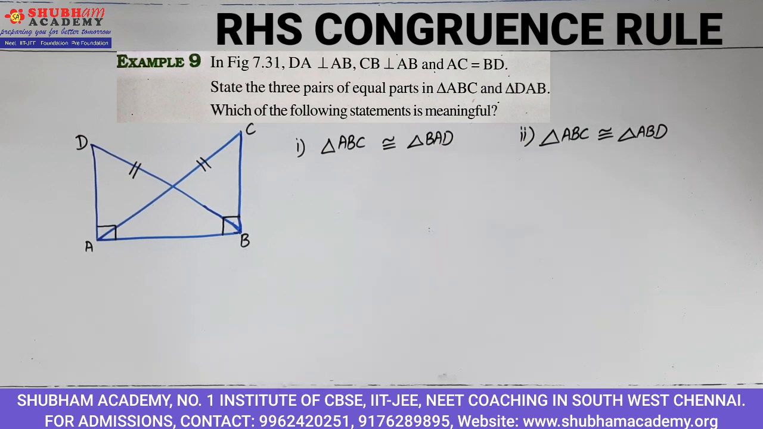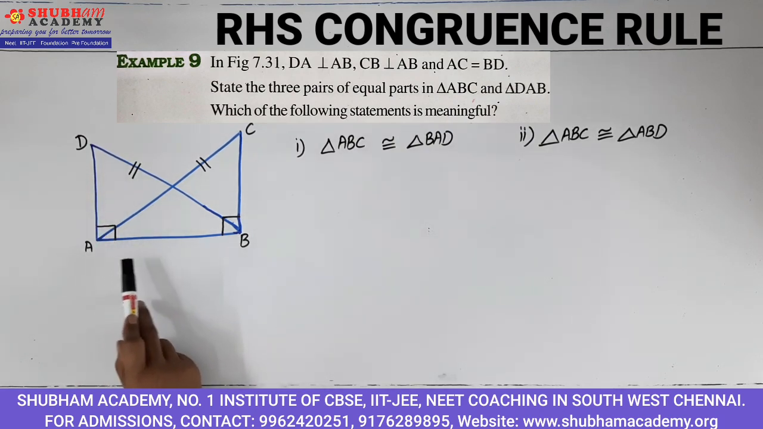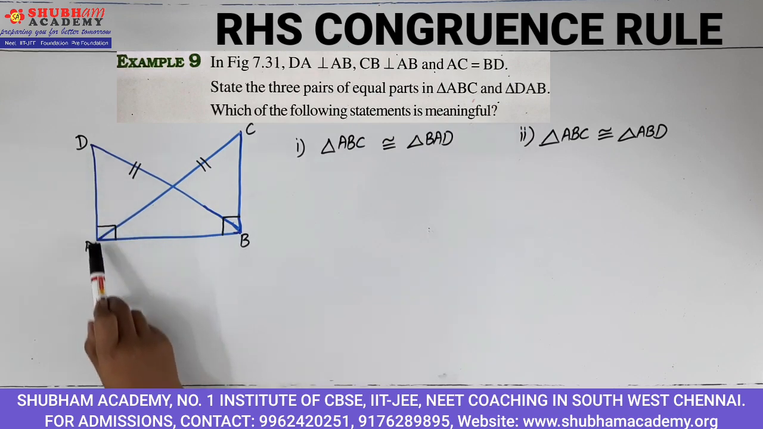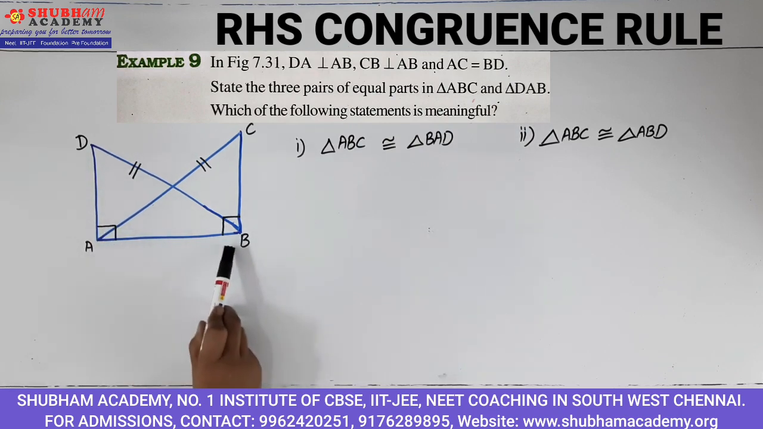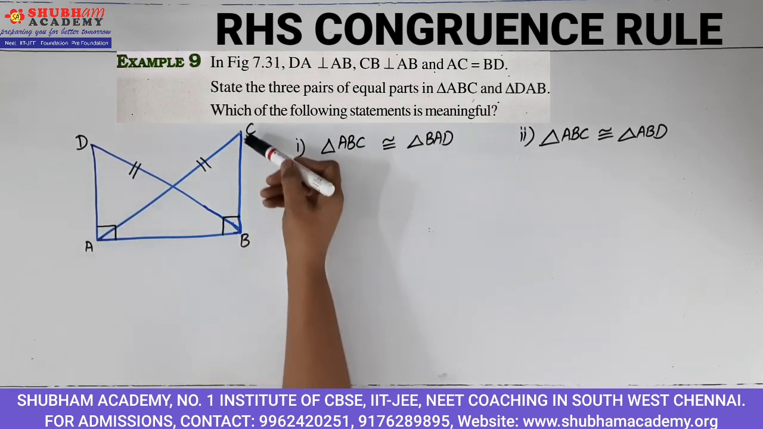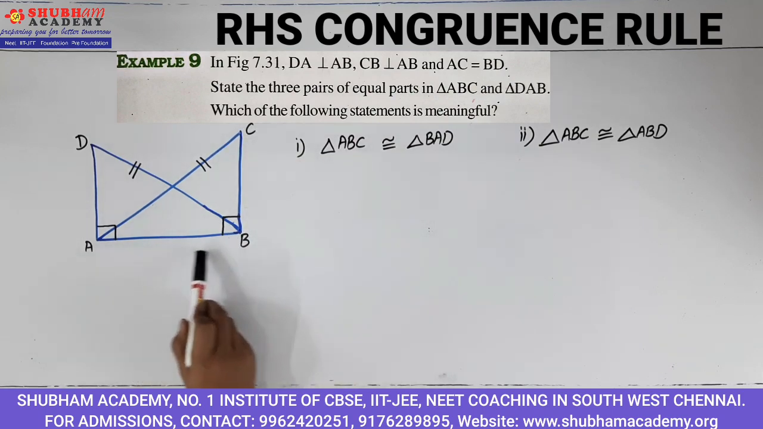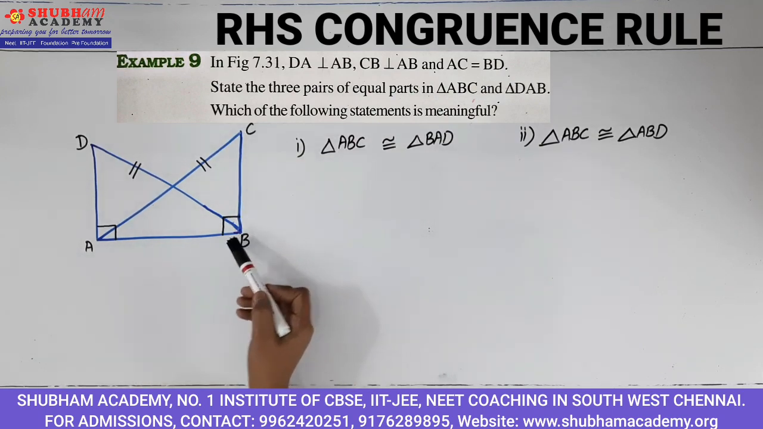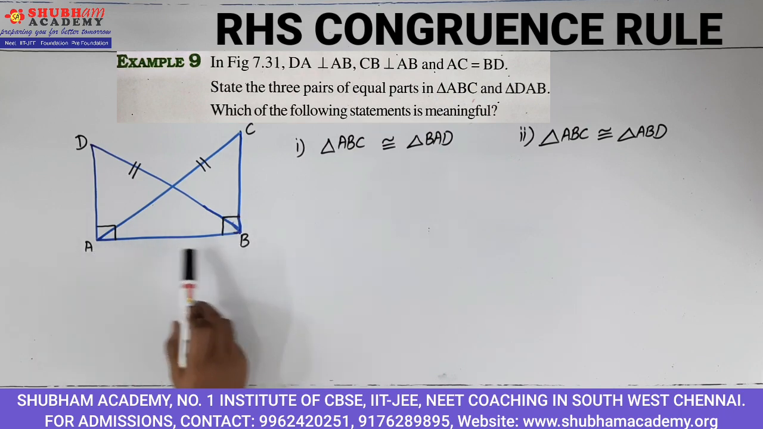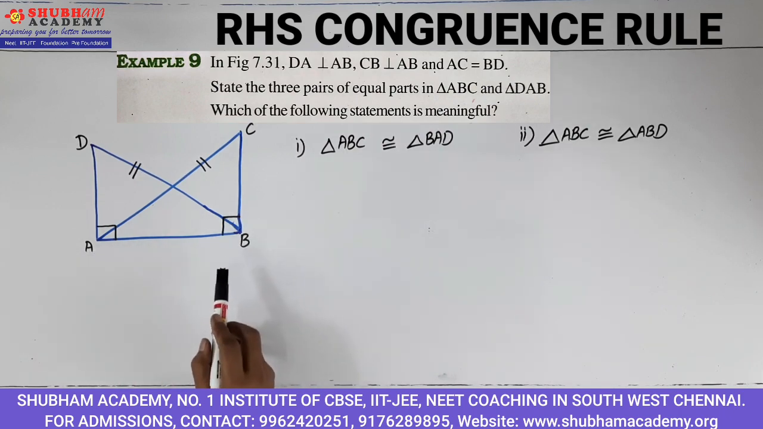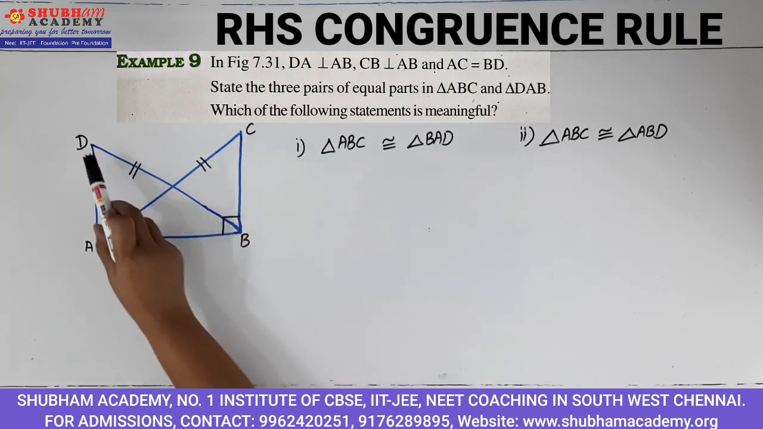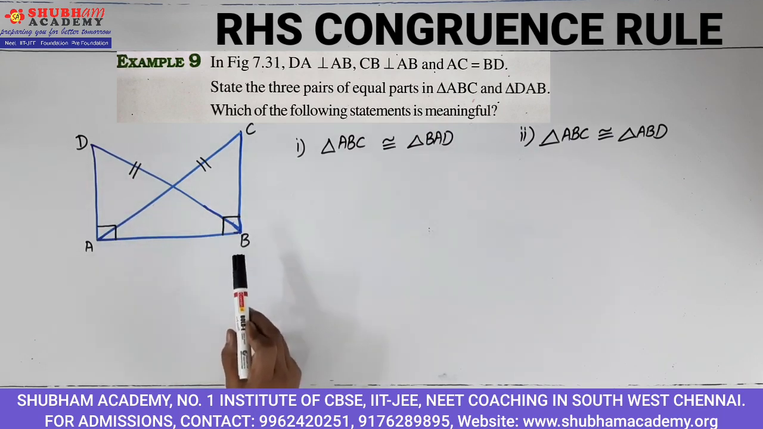So see here, children, in example 9 they have given that in figure 7.31 DA is perpendicular to AB, meaning DA is making an angle of 90 degrees with AB, and CB is perpendicular to AB, meaning CB is making an angle of 90 degrees with AB, and also it is given that AC is equal to BD.